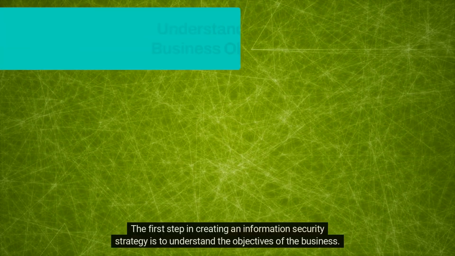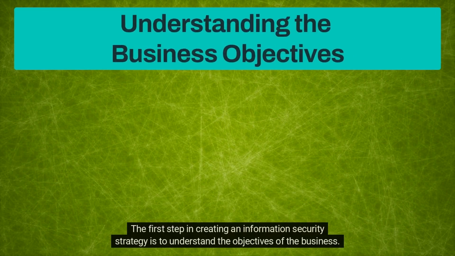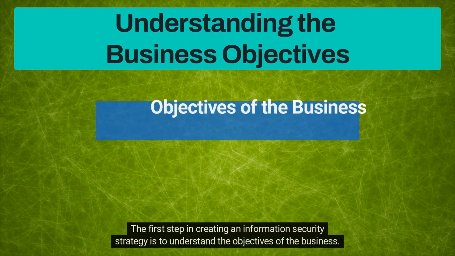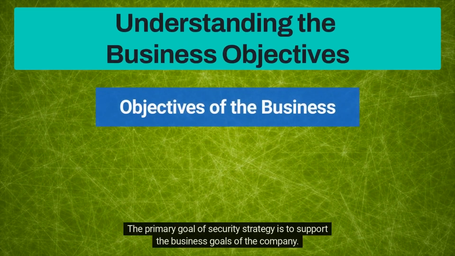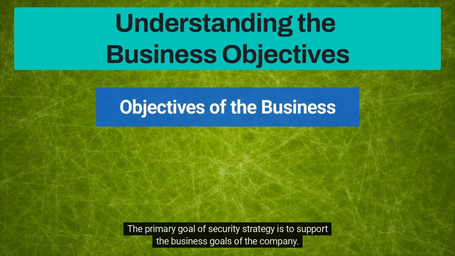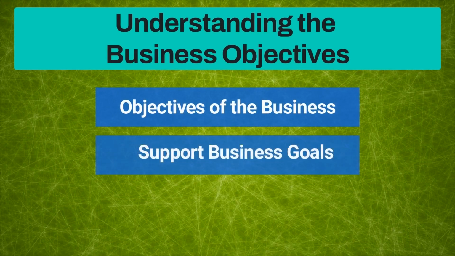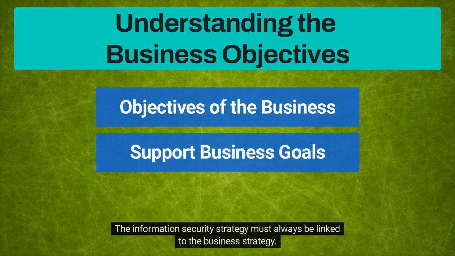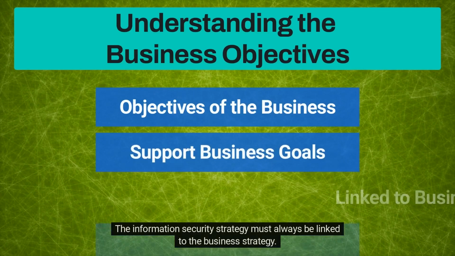The first step in creating an information security strategy is to understand the objectives of the business. The primary goal of security strategy is to support the business goals of the company. The information security strategy must always be linked to the business strategy.